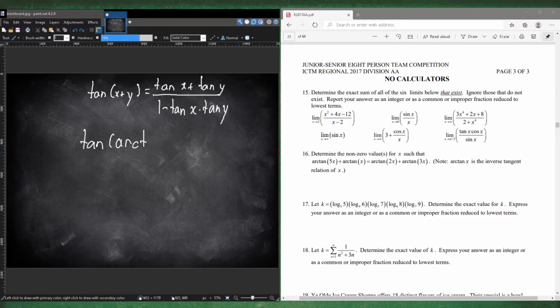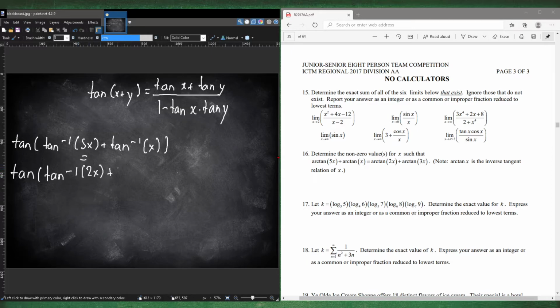So we're just going to take the tangent of the right side and the left side. So the tangent of arctan, which is basically just inverse tan. I'm just going to write inverse tan because it's easier. Inverse tan of 5x plus inverse tan of x is equal to the tangent of the inverse tangent of 2x plus the inverse tangent of 3x. We know this is true because if the values are equal and we take the tangent of equal values, they should come out the same. So all we have to do now is just plug it in.